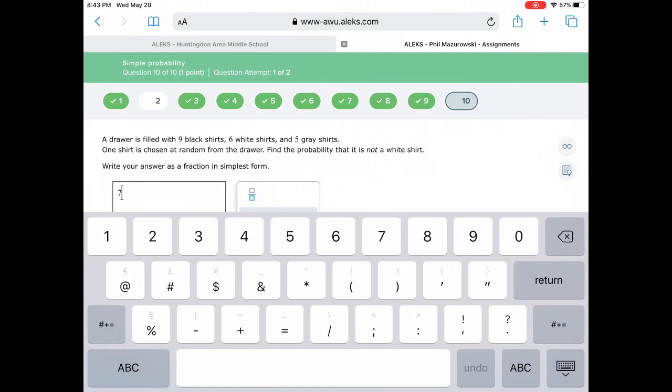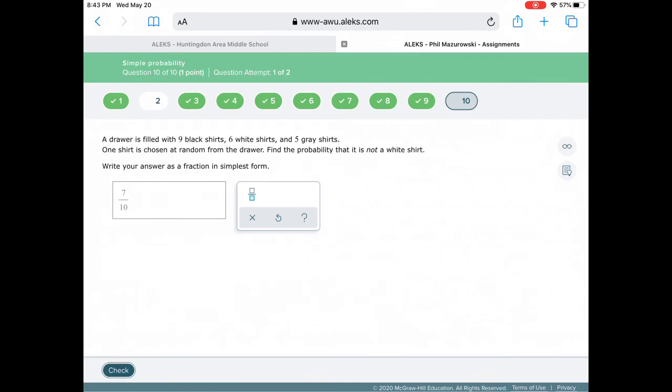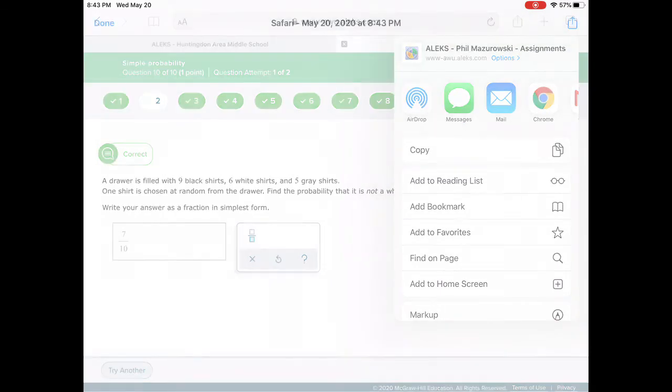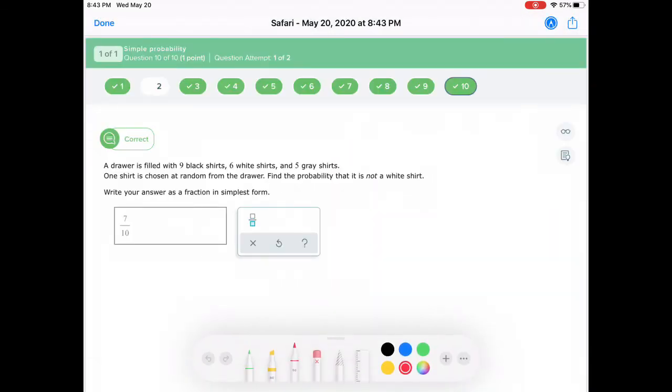So I'm going to put that in. That one's obviously going to be correct because we are smart in understanding what is going on with this simple probability. And your assignment, as you can see, is entitled Simple Probability on Alex.